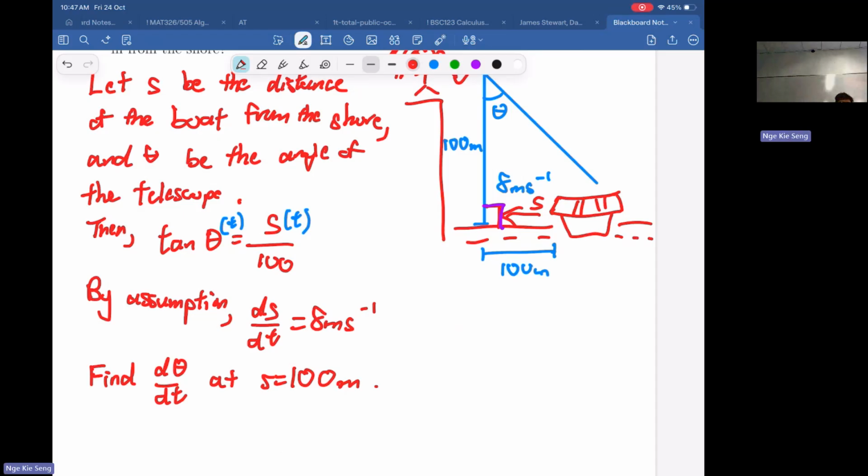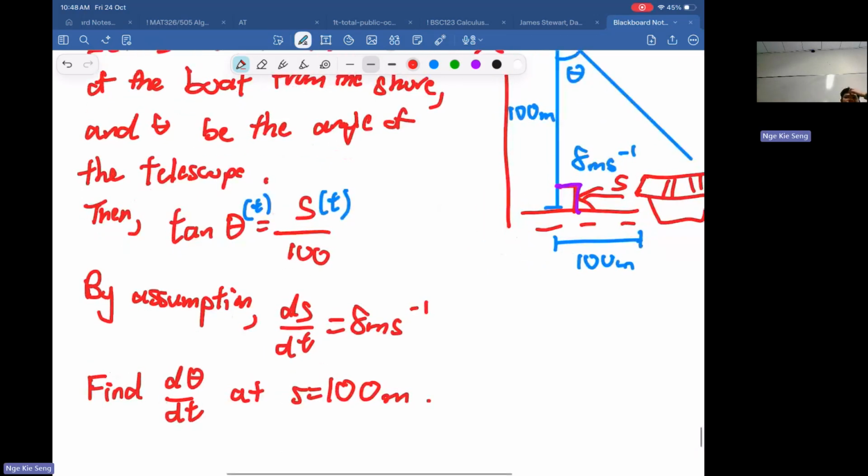Any relation between theta and s or no? Can you find d theta/ds? Is it possible? Yes. So what should we do?